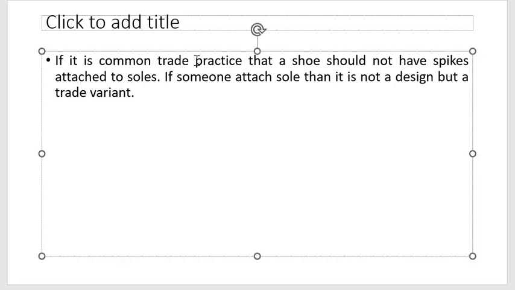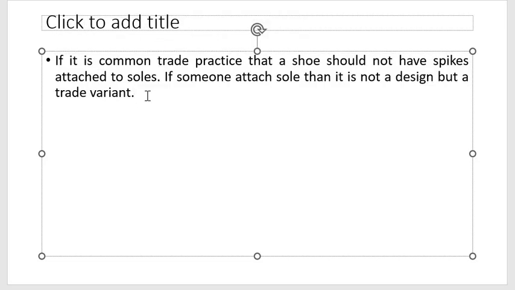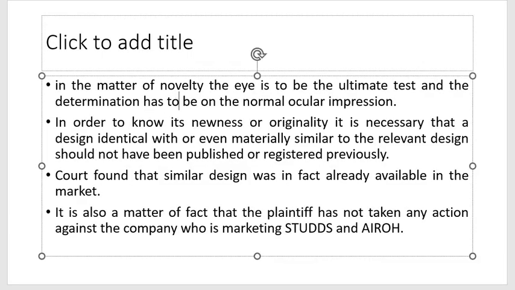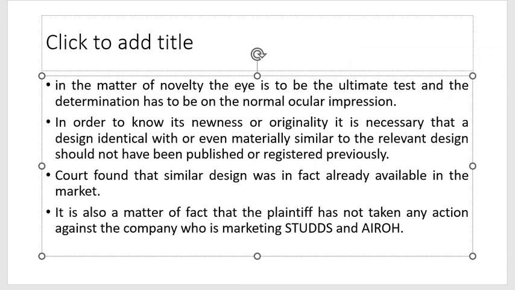It is already there. If it is a common trade practice that a shoe should not have spikes attached to the sole, and someone attaches spikes to the sole, then it is not a design but a trade variant. This is one example. It's a trade variant, not a design, not something new. It's a minor functional feature. Shoe with spikes. So this novelty has to be judged by the layman's eye test. The eye is to be the ultimate test, and determination has to be of normal ocular impression. No expert view is required.